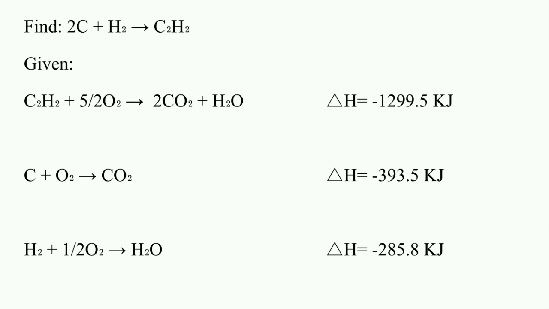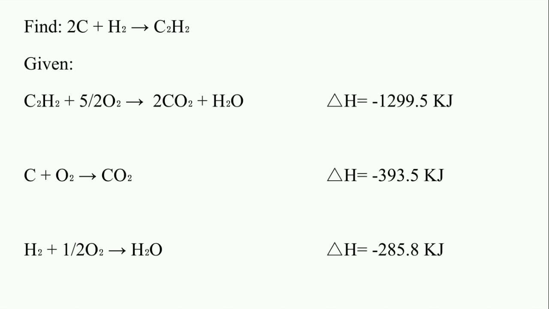Here's another example. You have 2C plus H2 yields C2H2, and given the reactions C2H2 plus 5/2 O2 yields 2CO2 plus 2H2O, with a delta H of negative 1299.5 kilojoules. And then we also have C plus O2 yields CO2 with a delta H of negative 393.5 kilojoules. And lastly, we have H2 plus 1/2 O2 yields H2O with a delta H of negative 285.8 kilojoules.